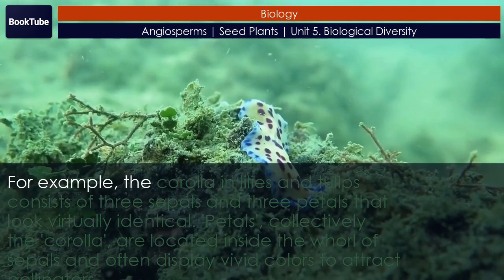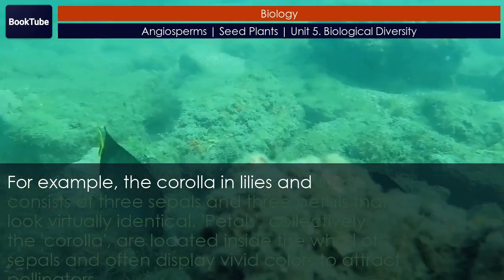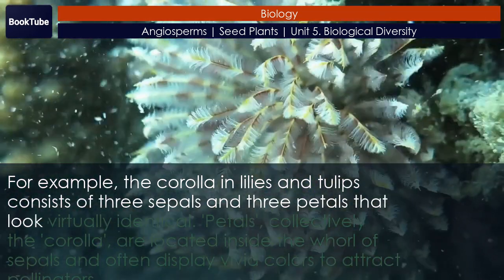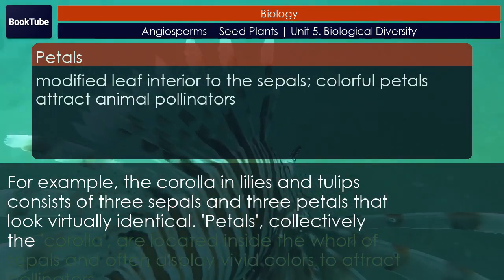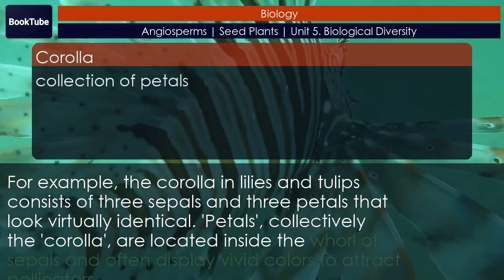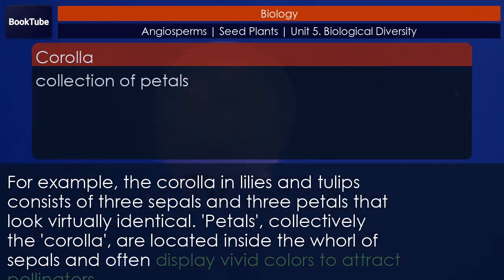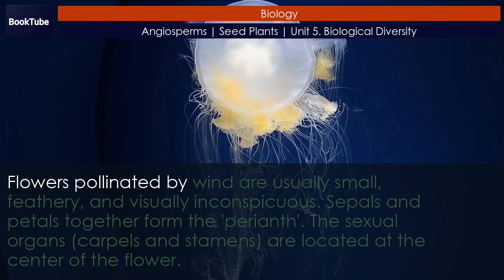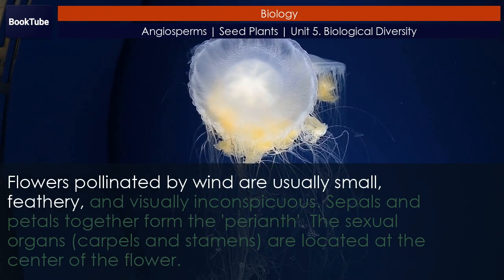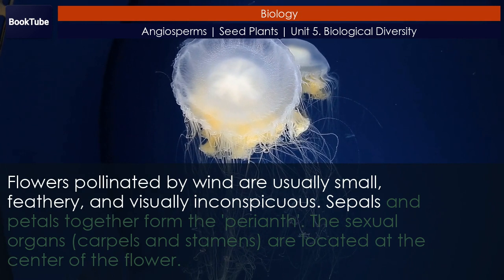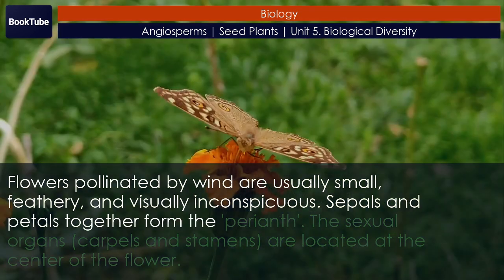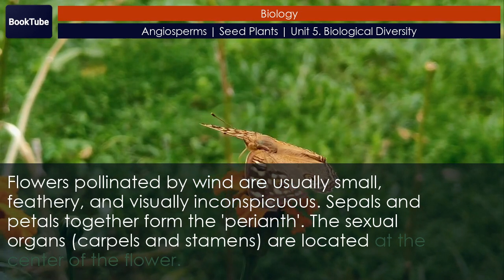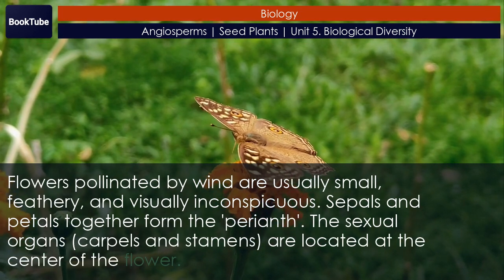For example, the corolla in lilies and tulips consists of 3 sepals and 3 petals that look virtually identical. Petals, collectively the corolla, are located inside the whorl of sepals and often display vivid colors to attract pollinators. Flowers pollinated by wind are usually small, feathery, and visually inconspicuous. Sepals and petals together form the perianth. The sexual organs, carpels and stamens, are located at the center of the flower.